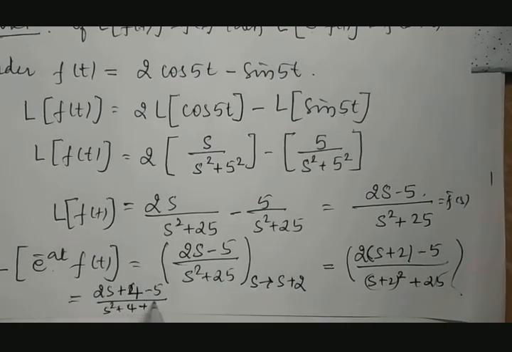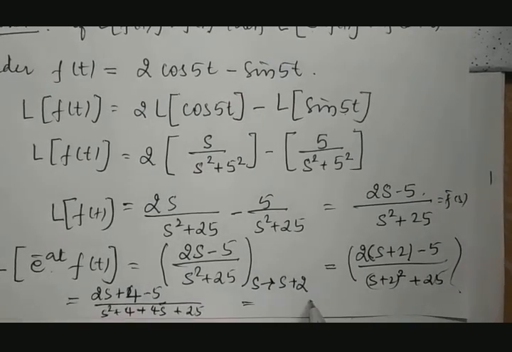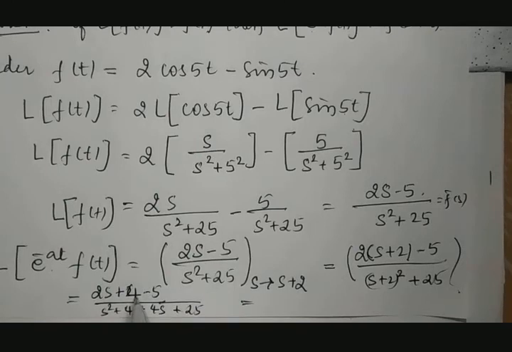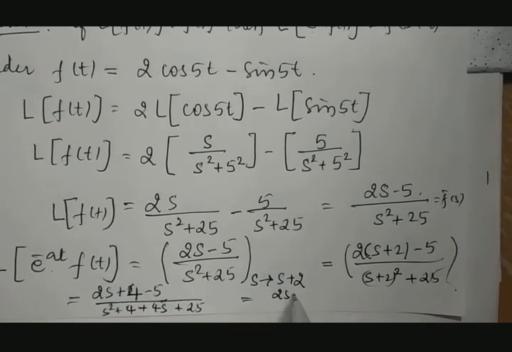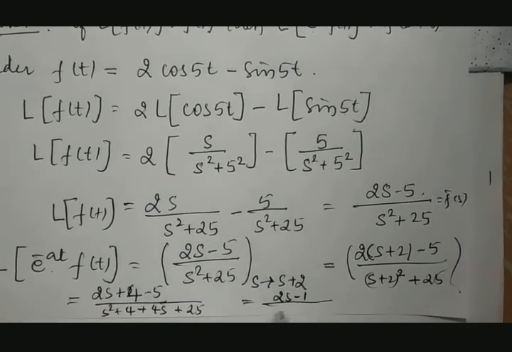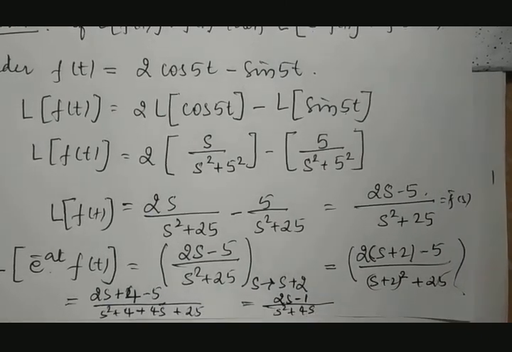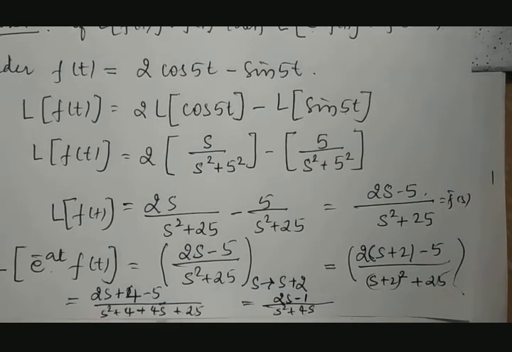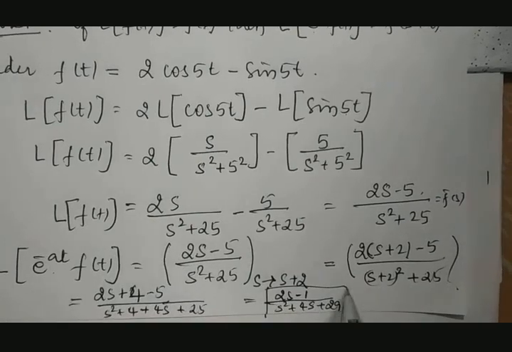Which is equal to 2s minus 1 divided by s square plus 4s plus 25 plus 4 will be 29. So this is the result.